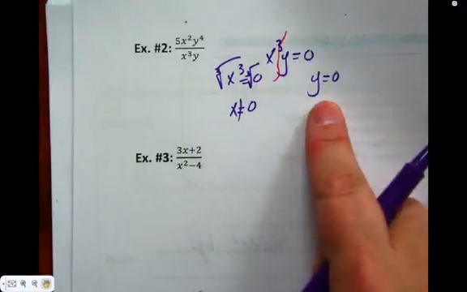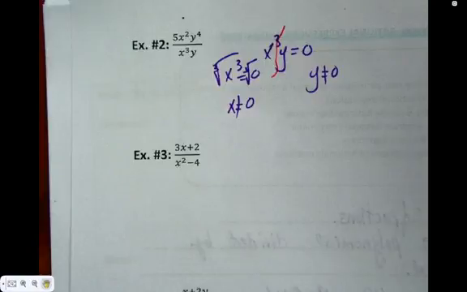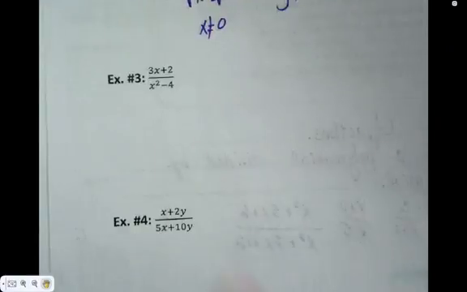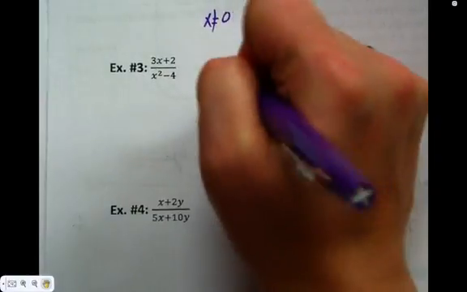What about here? Y cannot be 0. So this one happens to have 2 restrictions. It's got x cannot be 0 and y cannot be 0. Okay, what about when it's a binomial on the bottom? Same first step, equate to 0 and solve.